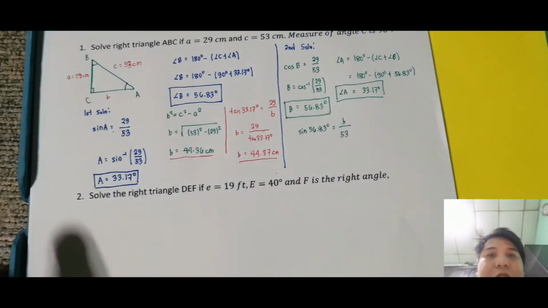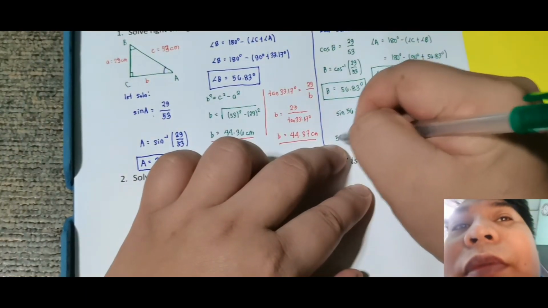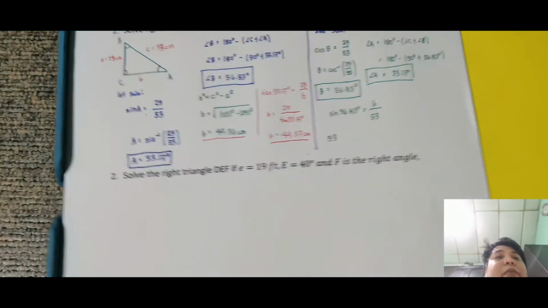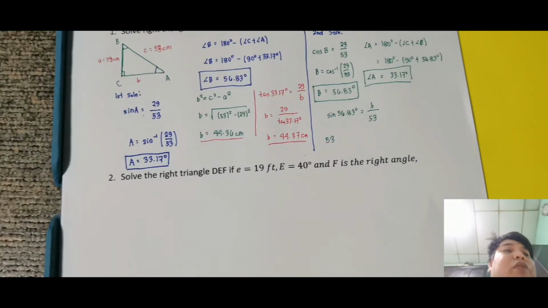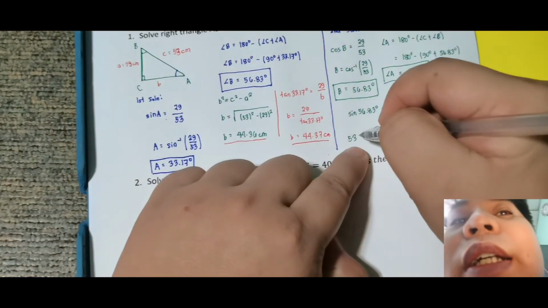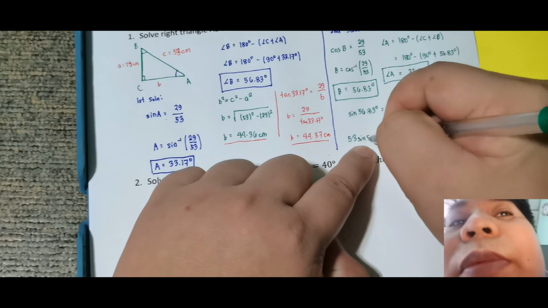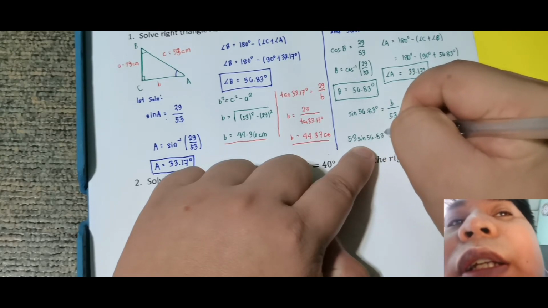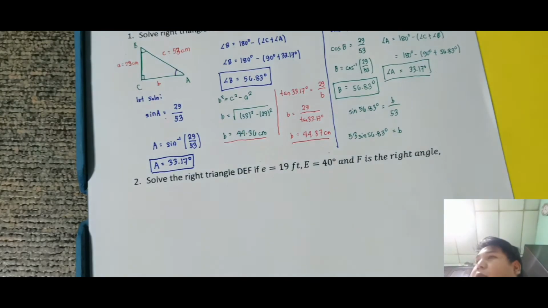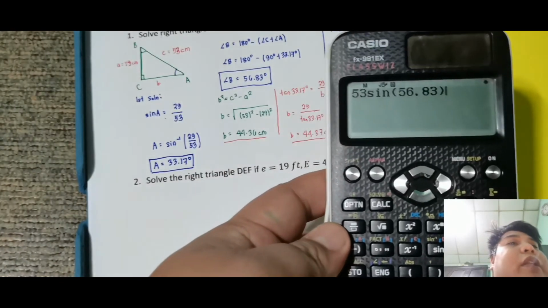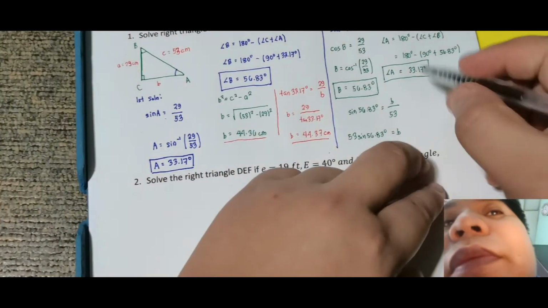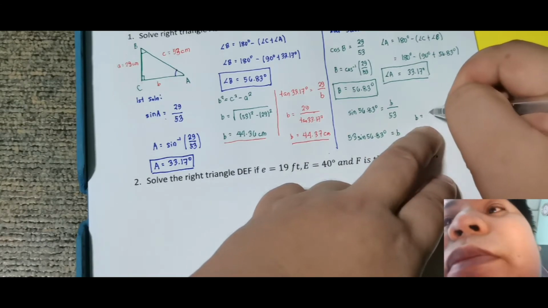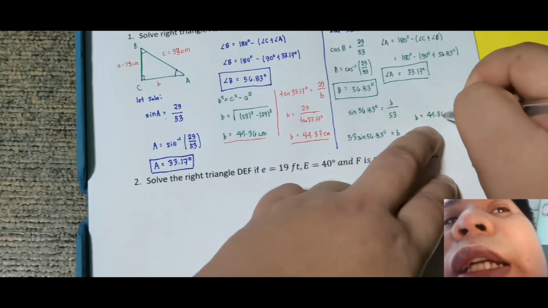Okay, then cross multiply. So that is 53. Note, pag number i-multiply mo sa trigonometric function, iuna mo, ilagay mo sa unahan ng trigonometric function. So that is 53 sin 56.83 degrees, which is equal sa B. Okay, so i-calculate natin yan. That is 53 sin 56.83 degrees. Sa calculator, ganyan ko na siya input. Okay, so that is 44.36. Therefore the value of B is 44.36 cm.